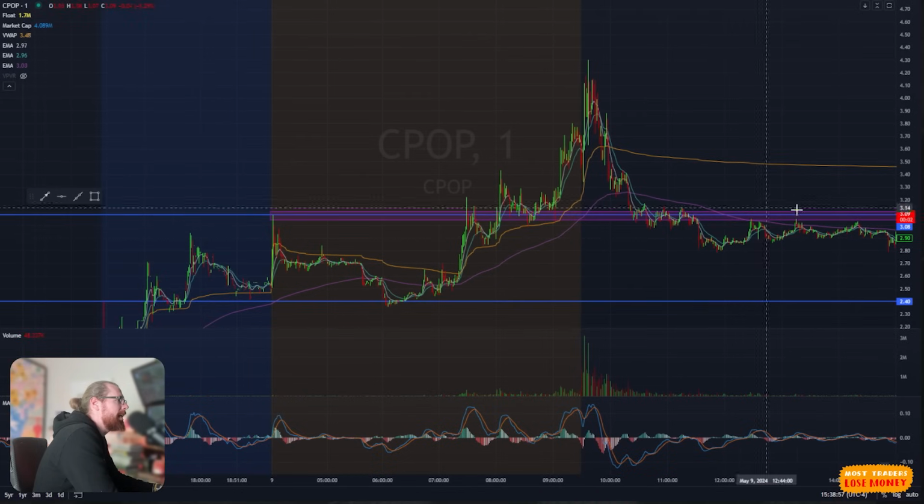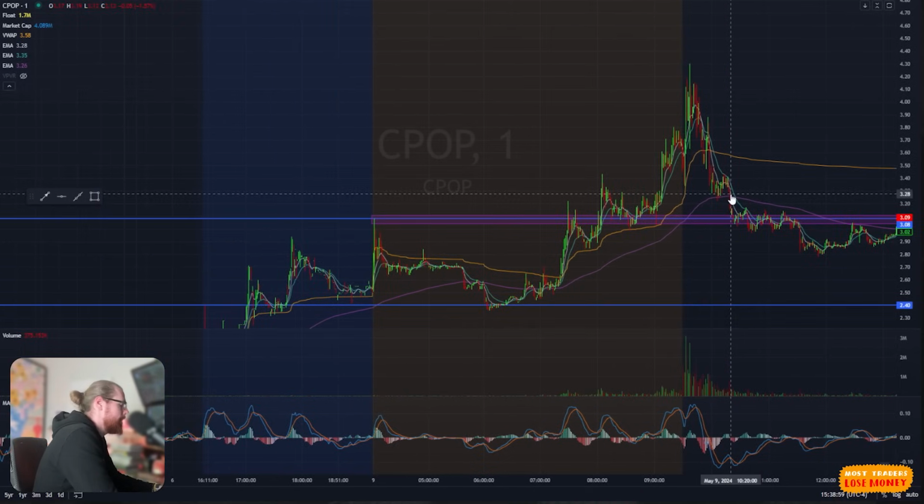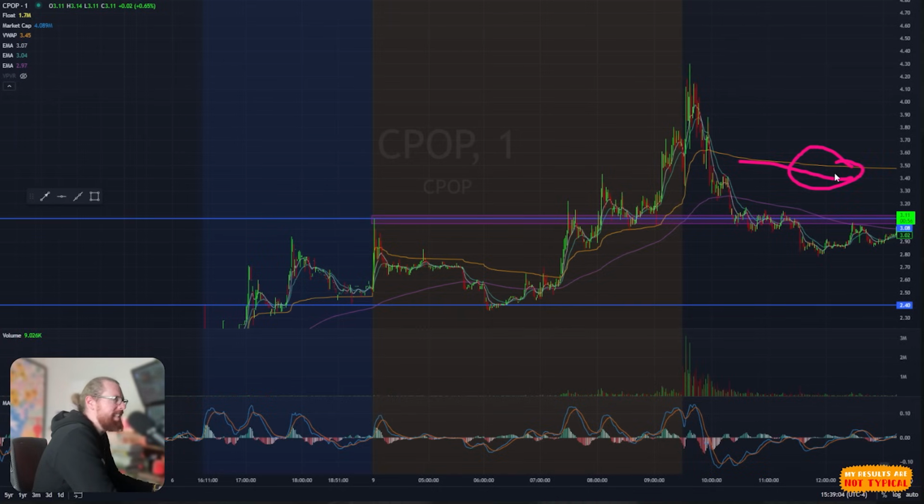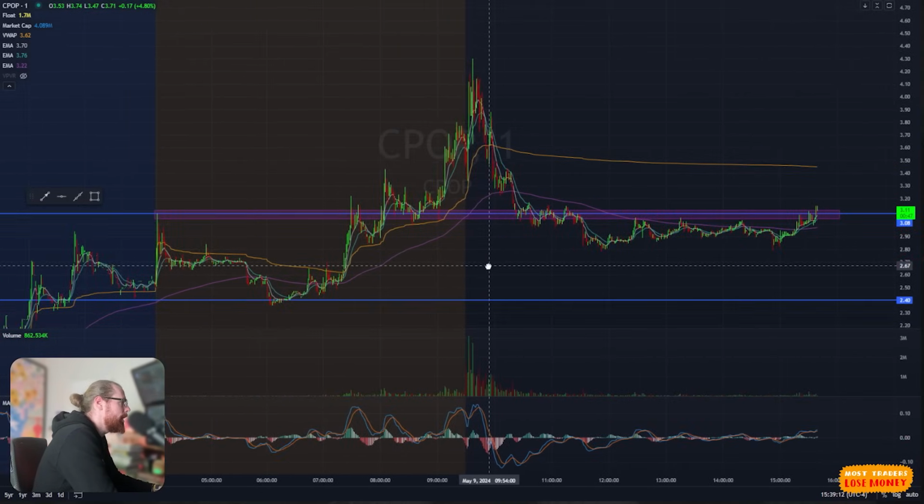I wouldn't be interested in buying it just because it's up at that level now, though, because this is well below the volume weighted average price. And at this point, it's just not a very bullish chart anymore. It was, and then it kind of fell apart. So it's just too weak for me.